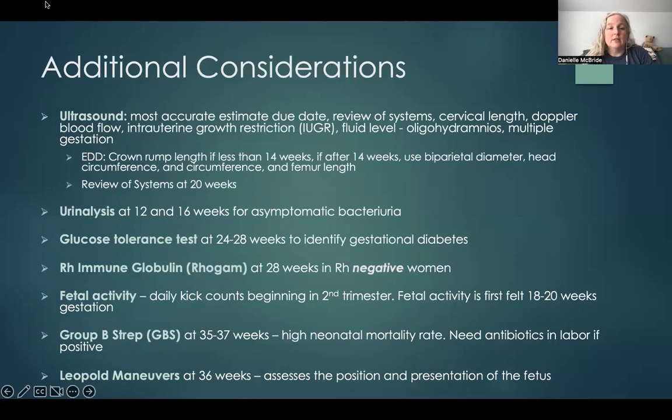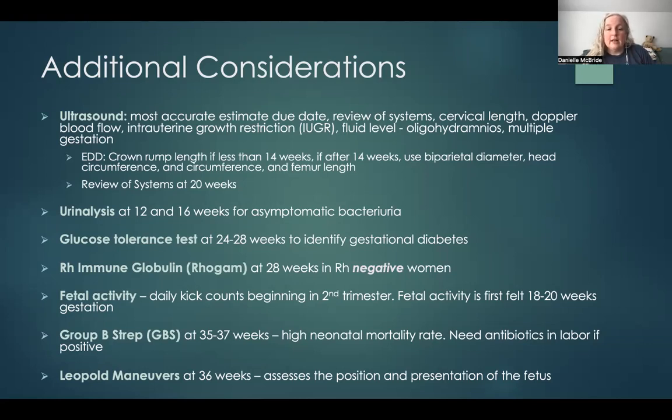Other things we're considering. So we do ultrasounds pretty frequently in pregnancy. Okay, it's the most accurate way to estimate the due date. It also can be used to determine if we have a growth restriction. We can look at the fluid level amounts. We can look if we have more than one baby, multiple gestations. Pretty much any woman getting prenatal care will have what they call a review of systems around 20 weeks, where they look at all the organ systems and make sure everything looks okay. And so they can identify if there's anything concerning.